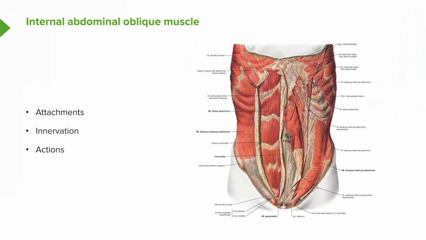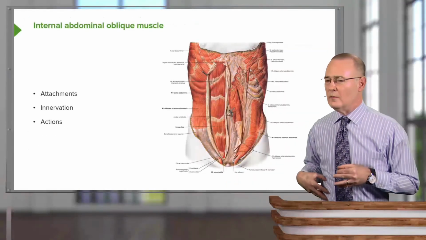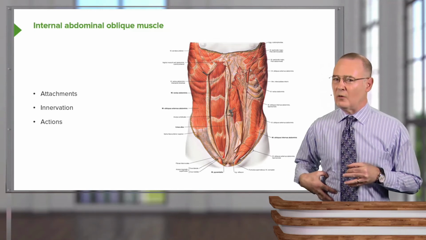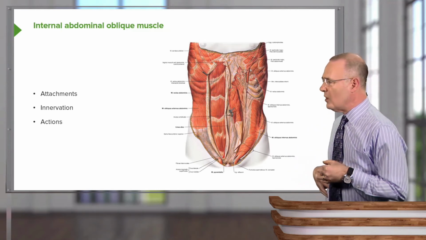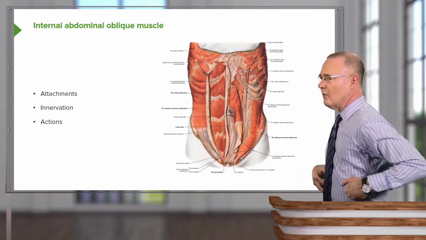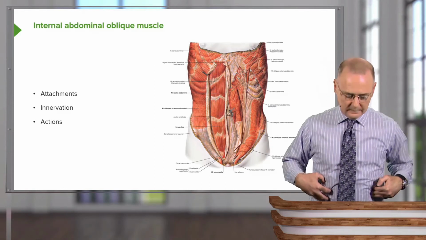If just one side is contracting, let's say the right internal abdominal oblique, it will help to bend toward the same side or laterally flex. And it will help rotate the anterior abdominal wall in this direction. So if it's the right one that's contracting, the right side of the anterior abdominal wall rotates toward the same side, thereby pulling the left over toward the right.